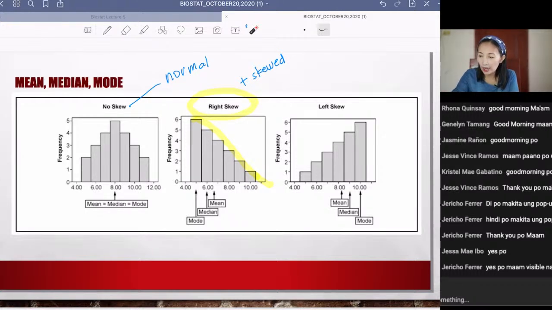Most of the scores are below the mean. Look at the position of the mean, median, and mode. Mean is here, and to its left are the median and the mode. This is a positively skewed distribution. What do we mean by this? For example, if a teacher administered an examination and it's quite hard, most of the students scored below the average, the distribution would look like this. The distribution would be positively skewed.